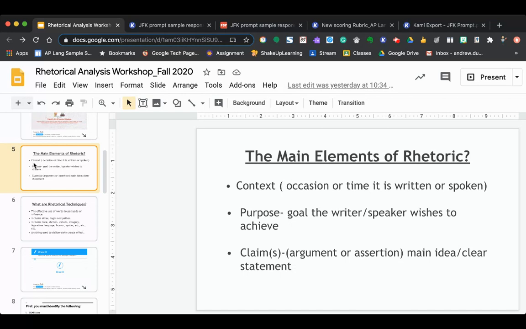Okay. So the main elements of rhetoric are context, the occasion or time it is written or spoken. That's the first main goal. Purpose, the goal the writer or speaker wishes to achieve, and then the claim or claims are the arguments or assertions. Those are the main ideas or the clear statements. Okay.